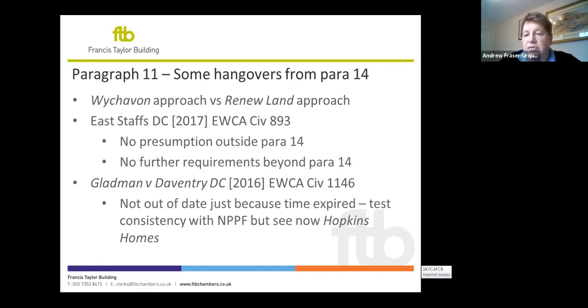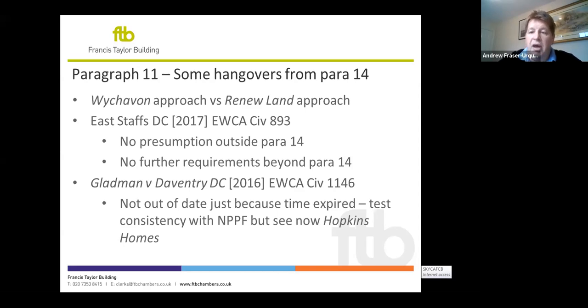The fact that the date of 2015 is now passed, does that mean that by definition the policies are out of date? Now that caused a lot of litigation, and it appeared to be finally settled in one of the many Gladman cases, this one Gladman and Daventry in 2016, settled by the Court of Appeal on the basis that just because a policy was in a time expired plan did not make it out of date. And the way one had to do it was to test the consistency with the NPPF.